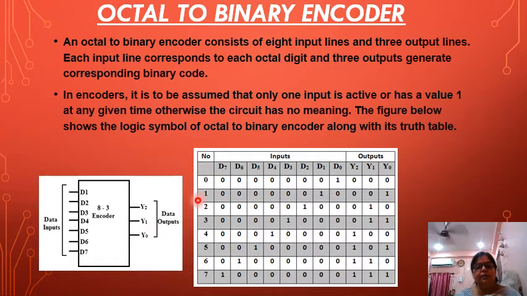See, it is the truth table. 0 to 7, as you all know, is the octal number. This is its binary input. See, it's D0, D1, D2. These are your inputs, and this is your output. How are we going to get output? Only one is active. Okay.